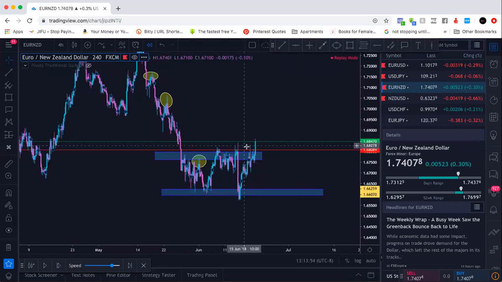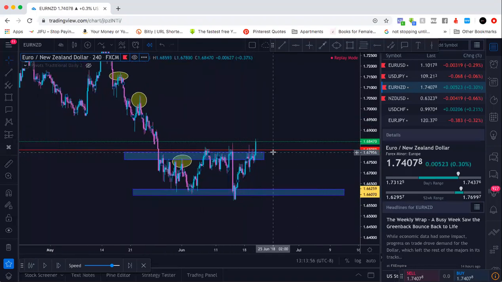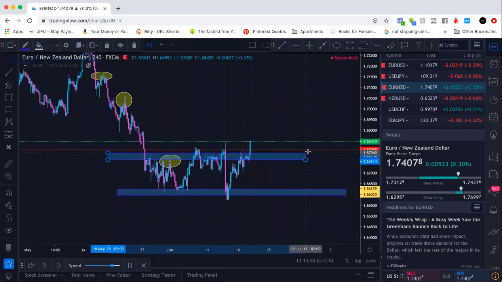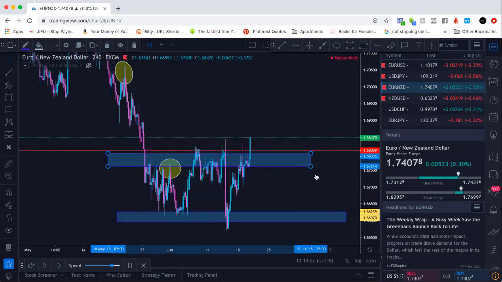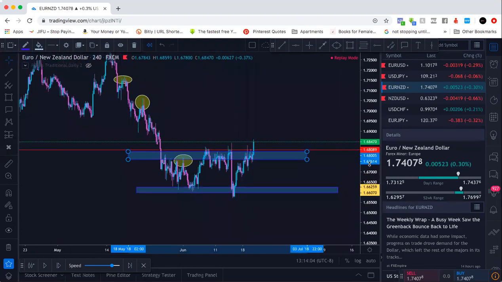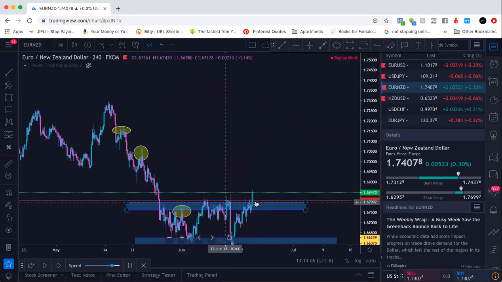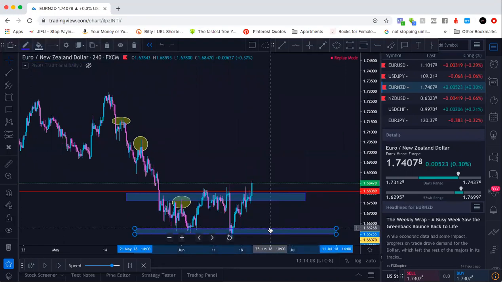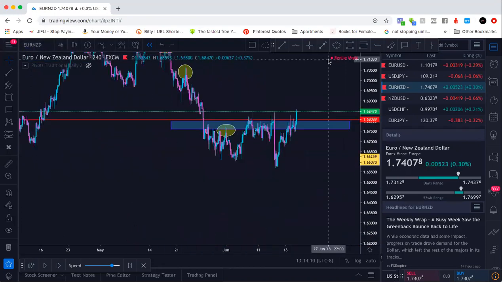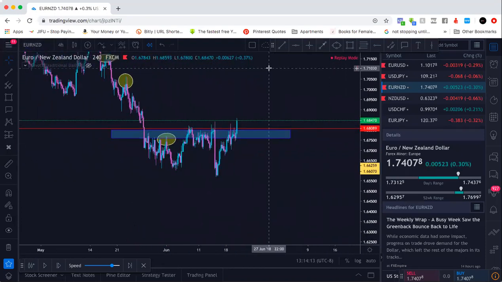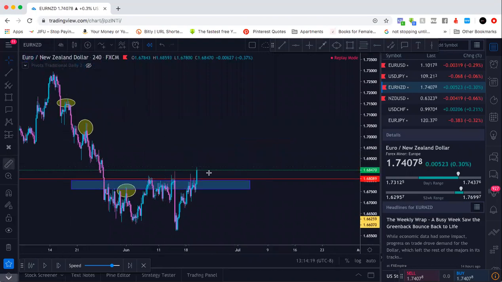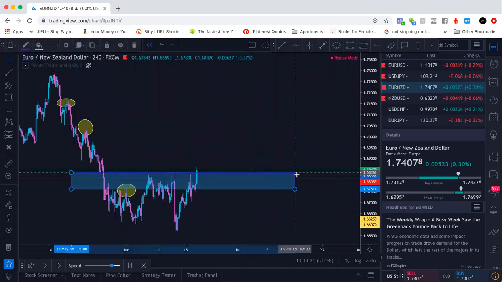So this is where market structure ended, guys. My bias is officially changed. I tell myself, okay, I'm no longer looking for sells anymore. We are no longer in the sell. Our bias is completely changed because it broke out of our structural zone up here. Okay? So now, let's see if we get a nice break and retest.